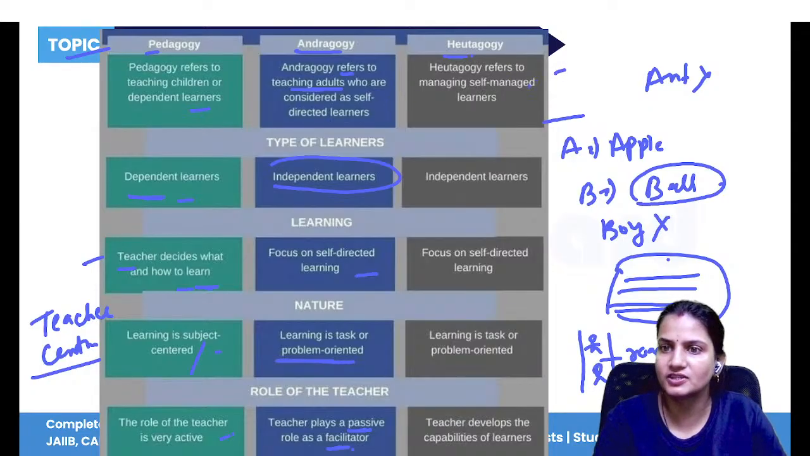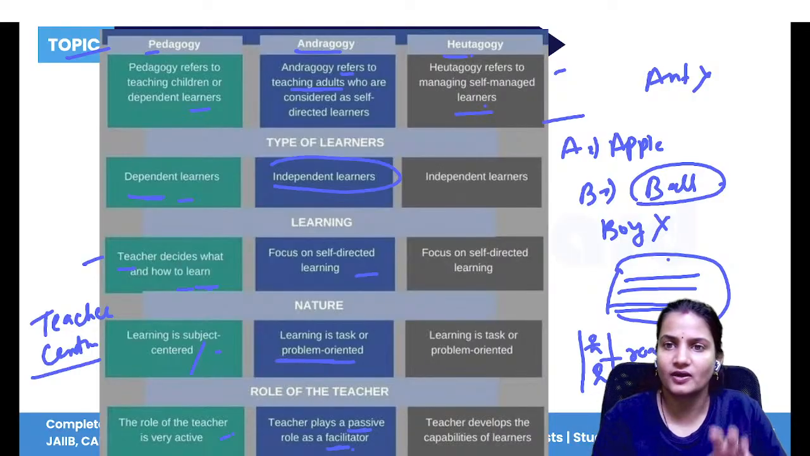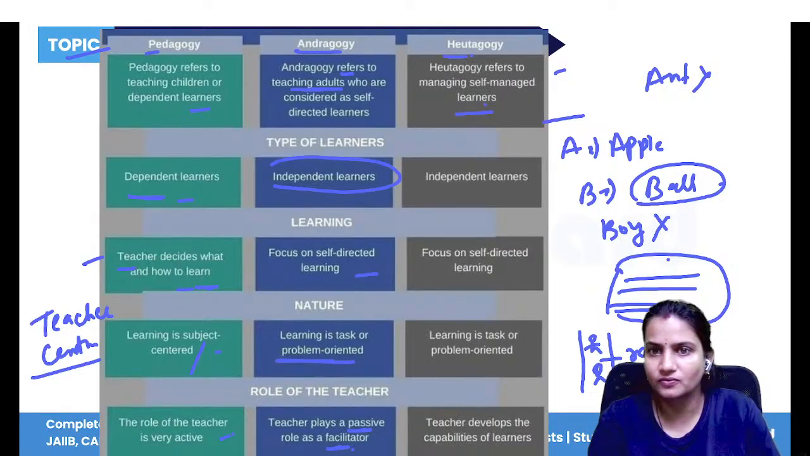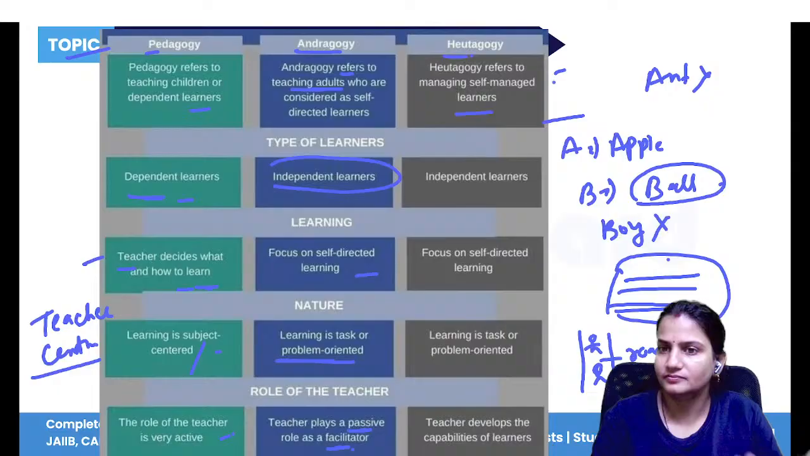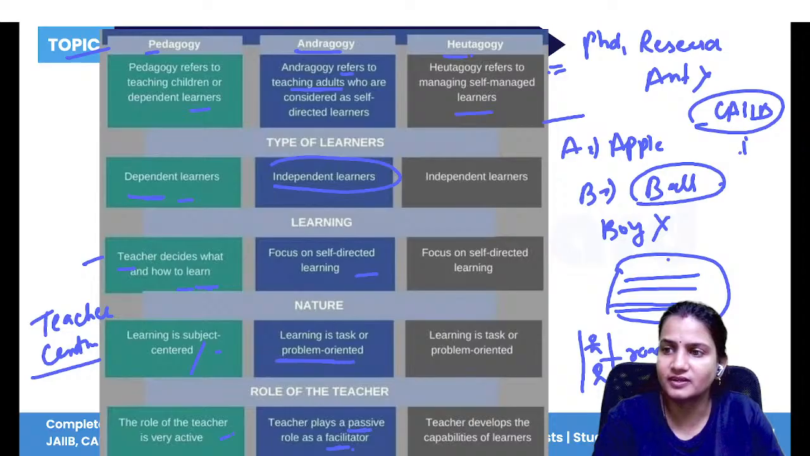So in heutagogy, you are now the independent learner. Independent learners means you are allowed to choose what to do, when to do, how to do. This is what heutagogy. So it means when you are doing PhD or when you are a researcher, like you are preparing for your CAIIB exam. In this you are independent. You know what is good, what is bad for you.